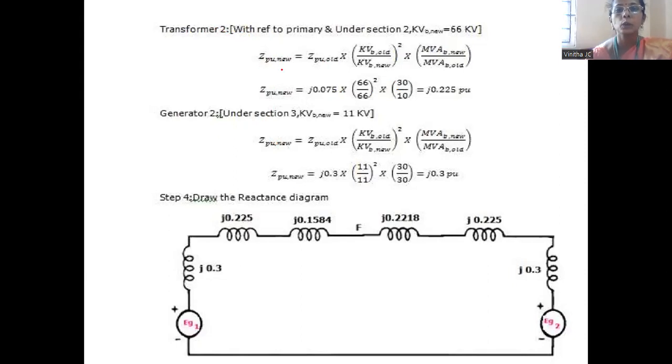After calculating all the values, we have to draw the reactance diagram. First generator G1, then transformer T1, transmission line 1, transmission line 2. This is the reactance till 25 kilometers, this is the reactance for 35 kilometers, then transformer T2, generator G2. The fault has occurred at 25 kilometers from generator G1, so this point will be marked as the faulty point.